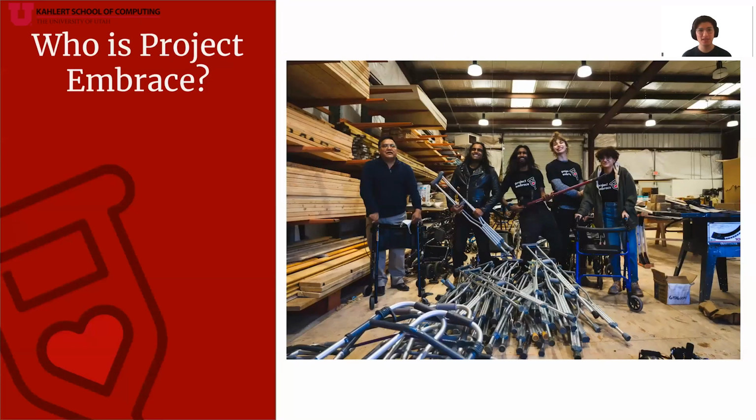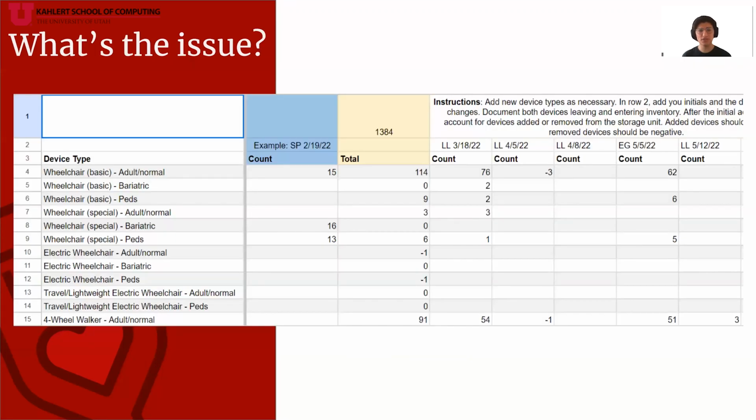today. So, to understand our Capstone project, you first have to understand who Project Embrace actually is. Well, Project Embrace is a local nonprofit whose purpose is to refurbish durable medical equipment and provide it to low-income communities in need. So, what's their issue? Currently, this is an example of their inventory management system, a spreadsheet that keeps track of their devices and their current counts.